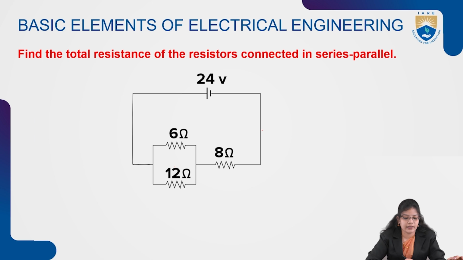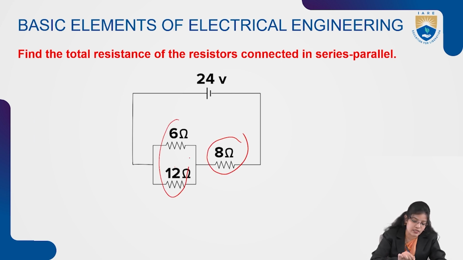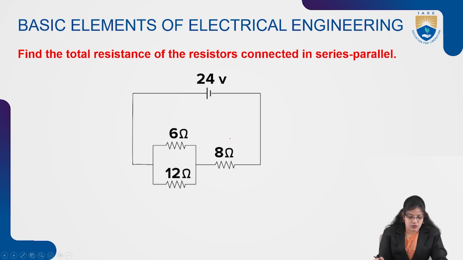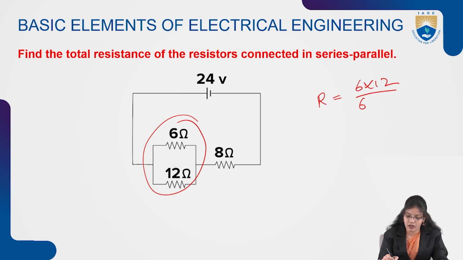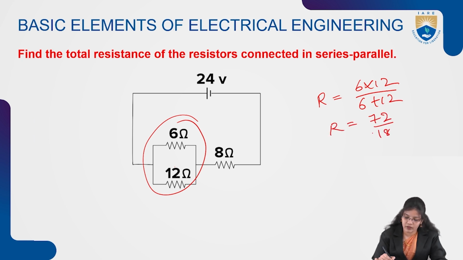While calculating the series parallel combination, first we have to see the combinations of series and parallel. Here is one resistance connected in series with these two resistances, and these two resistances are in parallel. So first we have to solve the parallel combination, which is R equals 6 into 12 by 6 plus 12, which is 72 by 18. We have to take the resistance in decimal terms, so the value will be 4 ohms.